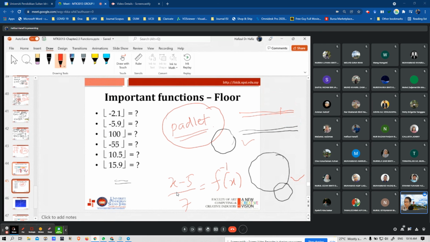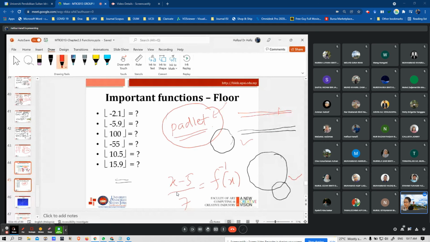Okay, and then this one, an important function: floor. Please submit to Padlet. And then we have negative 2.1. Okay, negative 5.9.